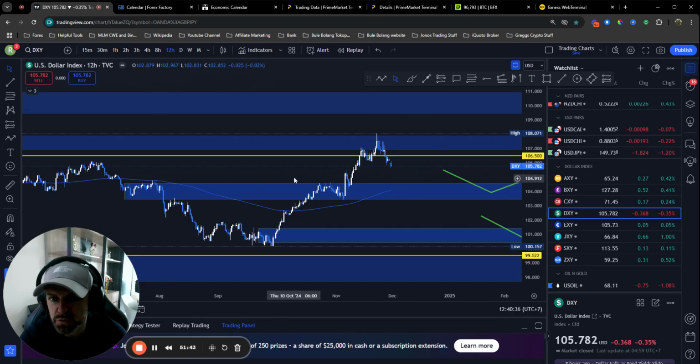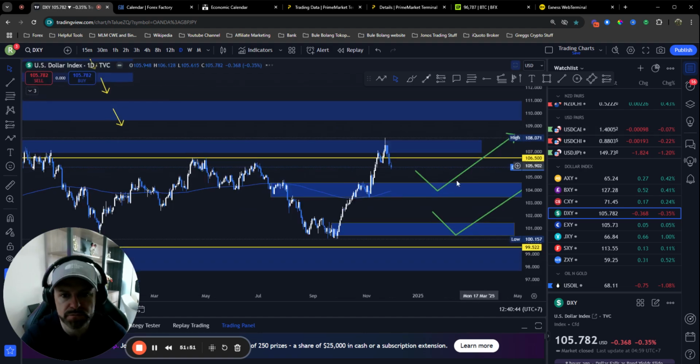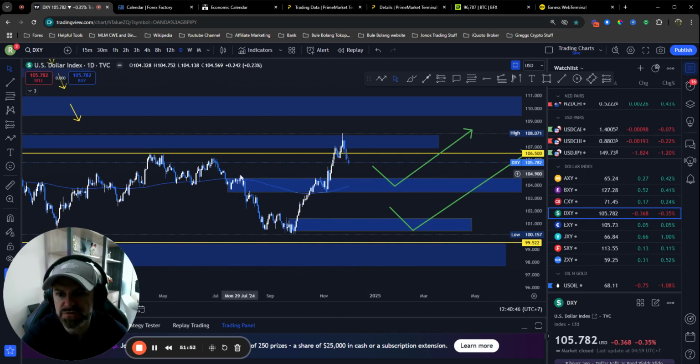Previous resistance, once broken, becomes the new support. Bang, bang. Okay. Come on. Okay, there we go. Previous resistance, once broken, becomes the new support.